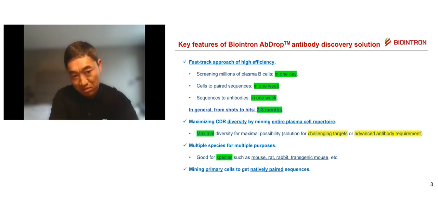Third, our Biointron AbDrop antibody discovery solution is good not just for mouse as a host. It's also good for rat, rabbit, and transgenic mouse. We're now working on more species, like human PBMC and some other bigger animals. Finally, like other single B cell solutions, this Biointron AbDrop solution mines primary B cells so that you can get natively paired sequences. In the coming slides, I will show 9 case studies, which will offer some facts to support these key features.